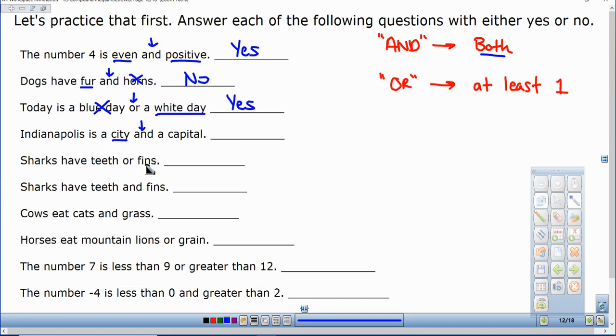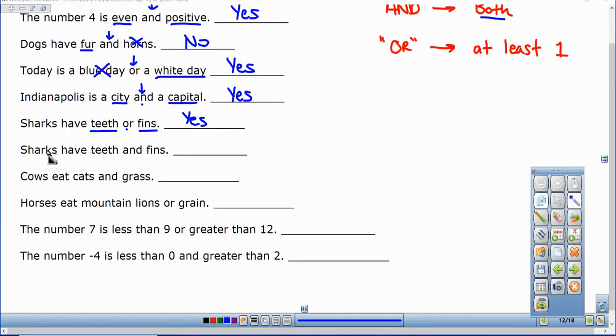Indianapolis is a city. Yes, it is. It's a capital. Yes, it is. The word was "and". They were both there. So, yes. Sharks have teeth. Yes, they do. Since the word is "or", I could go ahead and say yes, because it doesn't matter whether this is true or not. However, sharks do have fins, so it's true. That one's just doubly good. It's an overachiever. Sharks have teeth. Yes. Sharks have fins. Yes. The word is "and". That's a yes.